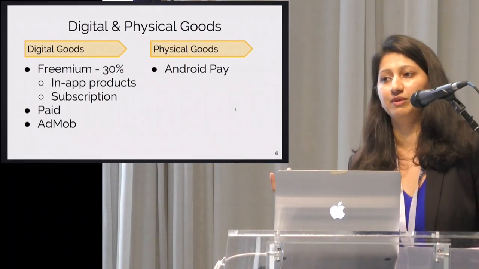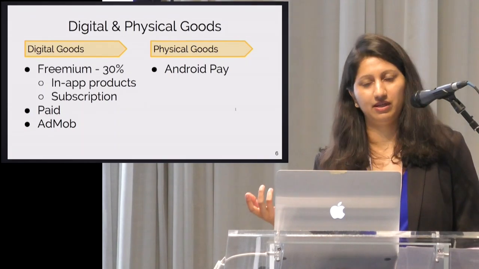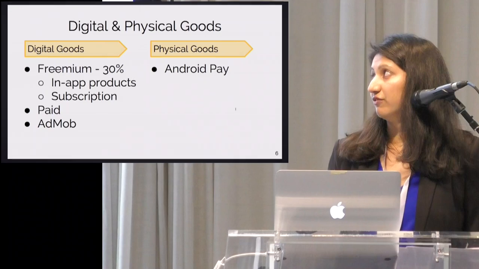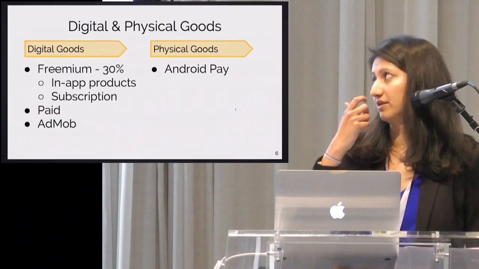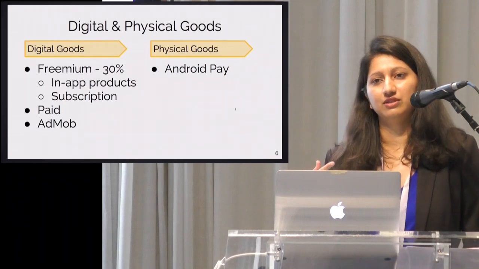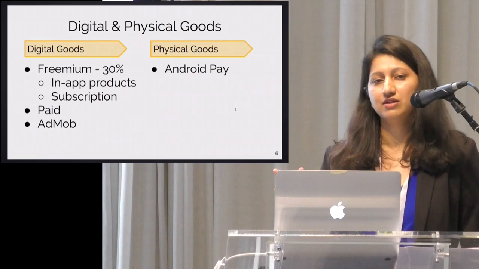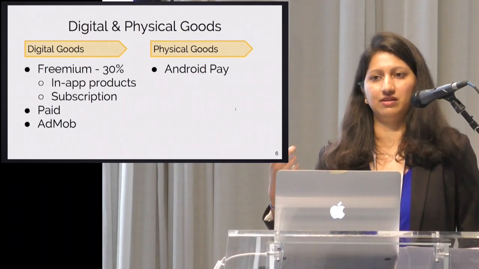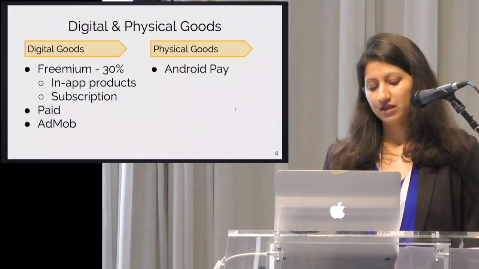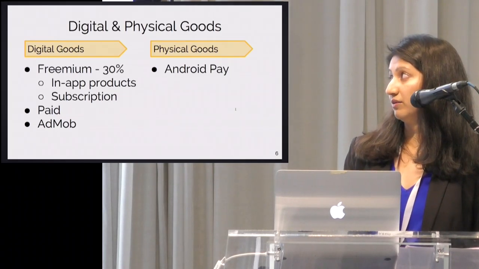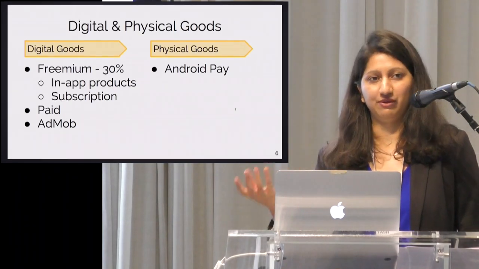Remember that when you use a freemium model, 30% of it goes to Google. It's the same thing for Amazon and Apple as well. If you go with the freemium model, you have two options, in-app products and subscription. In-app products are those that you pay for one time, and subscription is automated and recurring. So a user just pays for it once and it recurs for however long the user wants it to go for. You also have the paid version, which is when you download it off the Play Store, you have to pay for it.